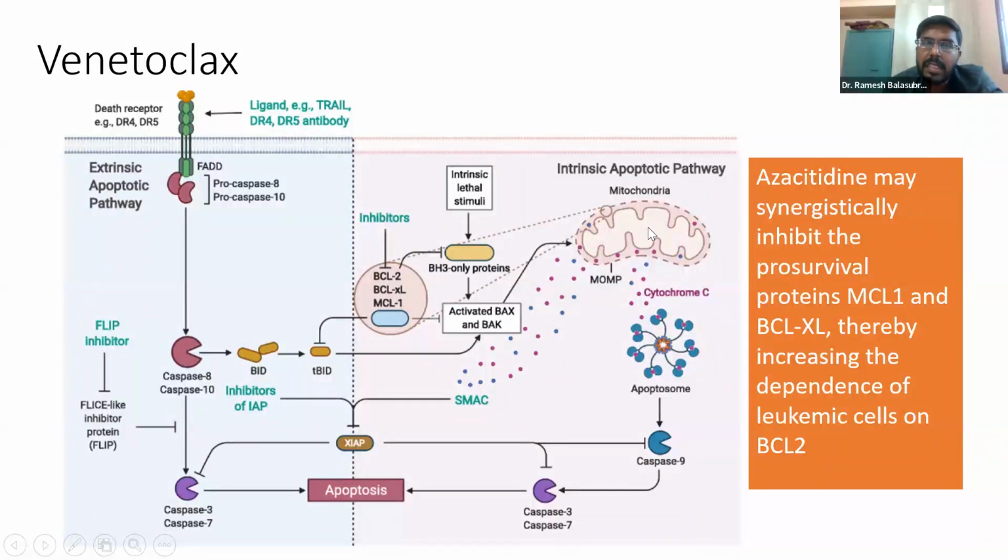So azacitidine, if you see, acts very well with venetoclax because it has a potential to inhibit the MCL1 and BCLXL. So it makes the cell dependent only on BCL2 for its survival. So if you add venetoclax along with this, it causes very good effects.